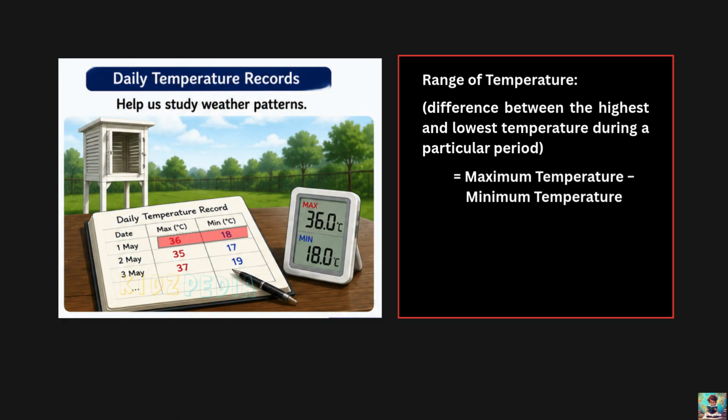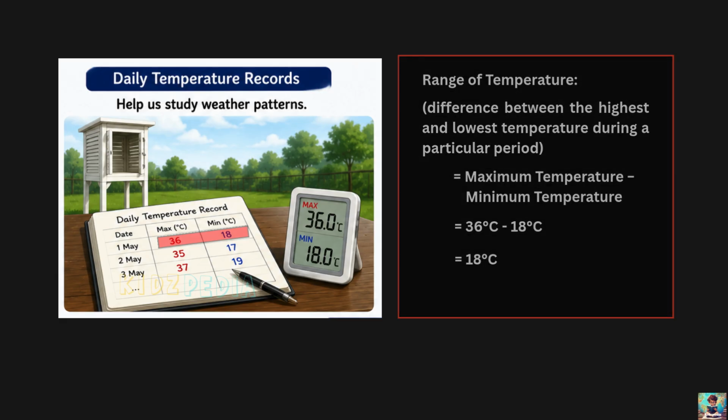For example, let's say highest temperature of the day is 36 degrees Celsius and the lowest temperature is 18 degrees Celsius. So, the range of temperature is equal to 36 degrees Celsius minus 18 degrees Celsius. So, the difference between the highest and lowest temperature is 18 degrees Celsius.